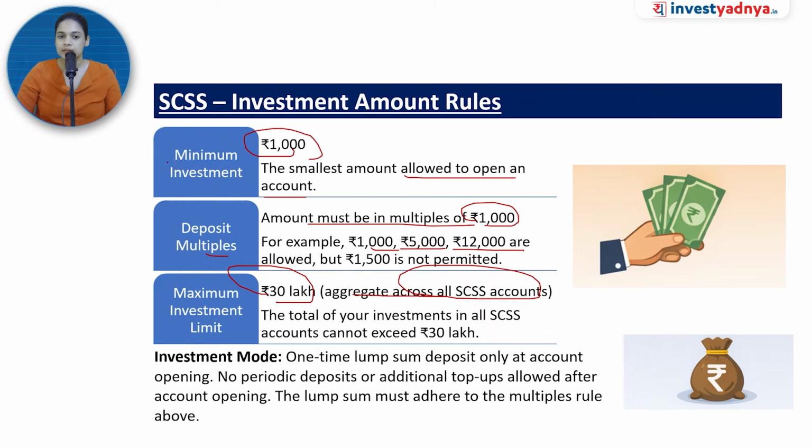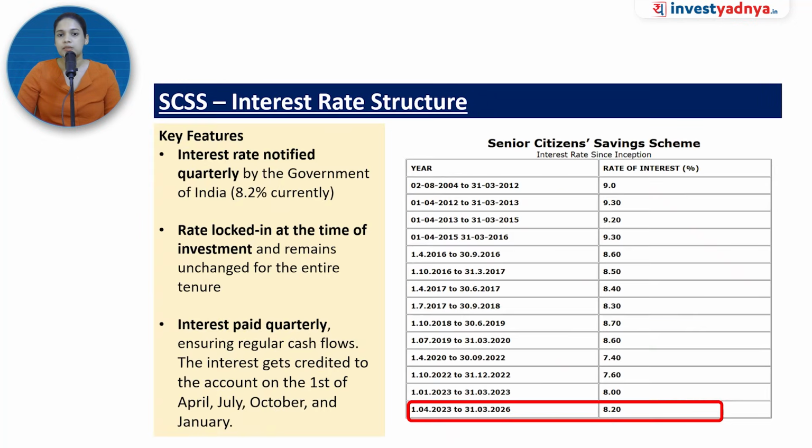So we discussed the minimum, we discussed the maximum, and we also discussed that it has to be just one time lump sum deposit. No periodic deposits, जैसे कि recurring deposit में होता है, where you can do periodic deposits, or SIP में you can do top up. Here it is not allowed. So that were the investment amount rules.